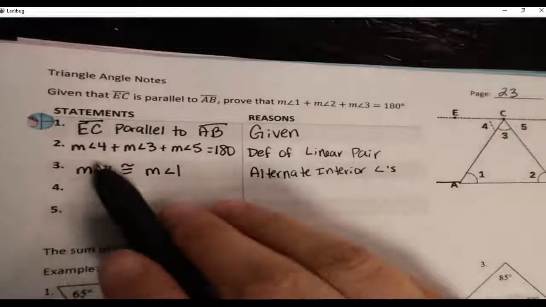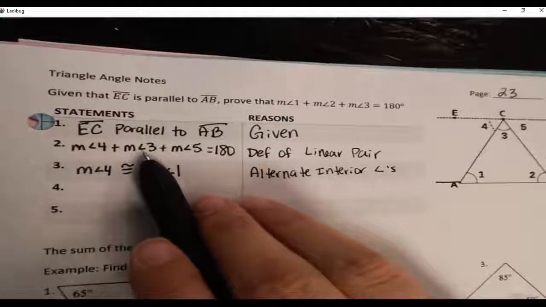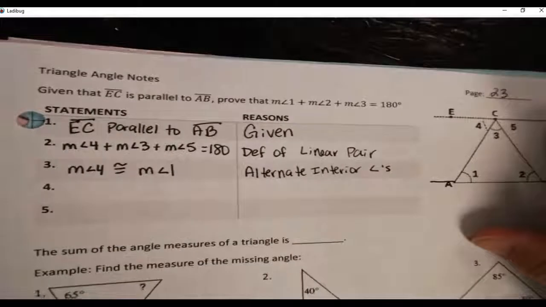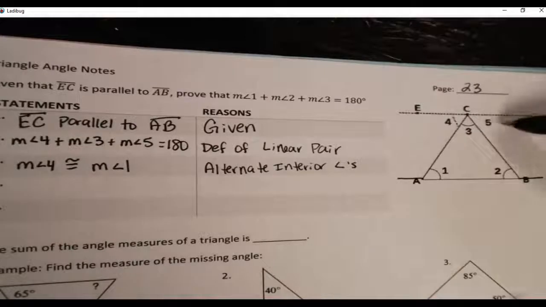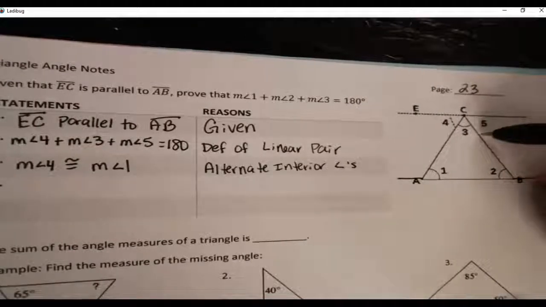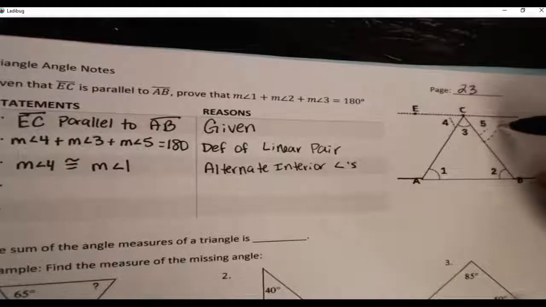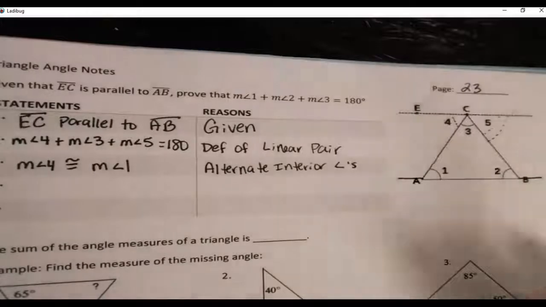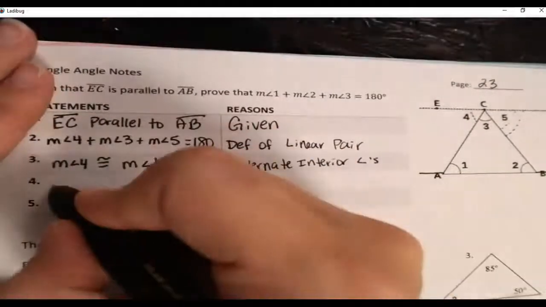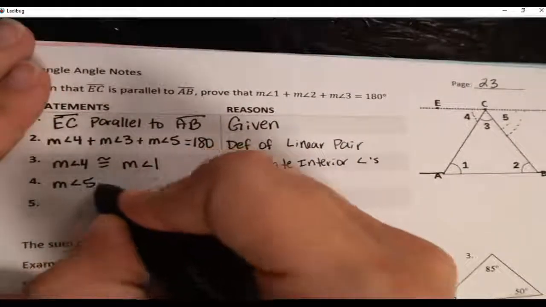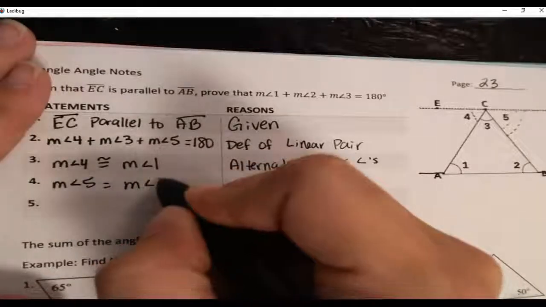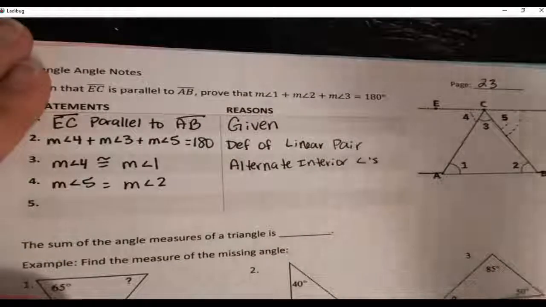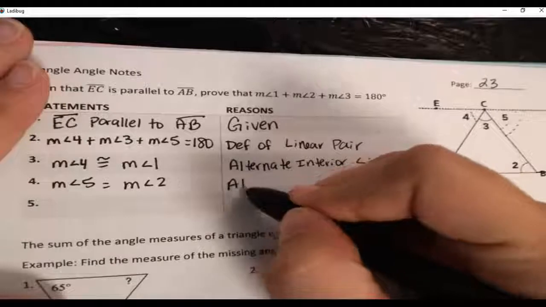Okay, so that takes care of 4. I want 3 there, but how about 5? Which one can I say that 5 is equal to? The angle at B. So angle 2, because what are they? They're also alternate interior. Good. So I can say the measure of angle 5 is equal to the measure of angle 2. Because again, they're alternate interior.